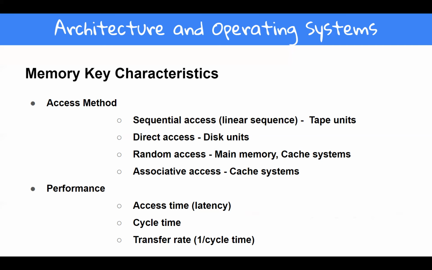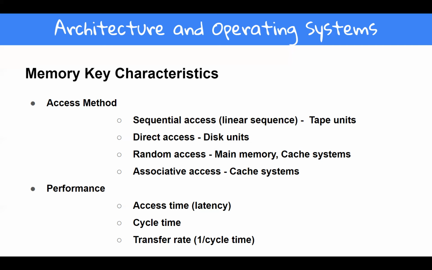The other one is cycle time. What is memory cycle time? This concept is primarily applied to random access memory and consists of the access time that we discussed before, plus any additional time required before a second access can commence, can start. This additional time may be required for transients to die out on signal lines or to regenerate data if they are read destructively. You need to know that memory cycle time is concerned with the system bus, not the processor.